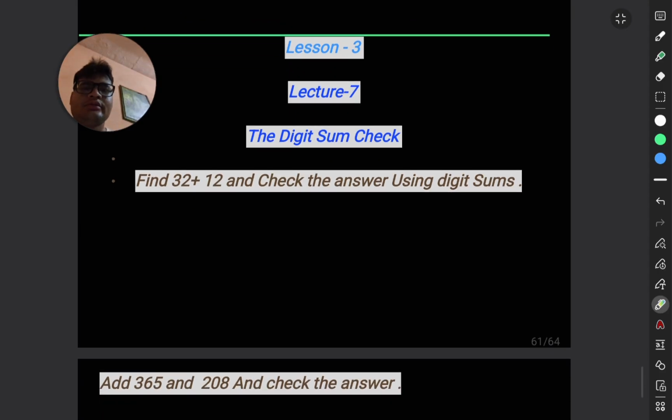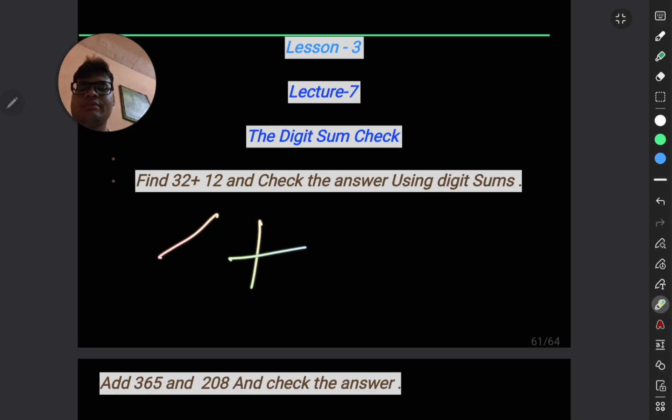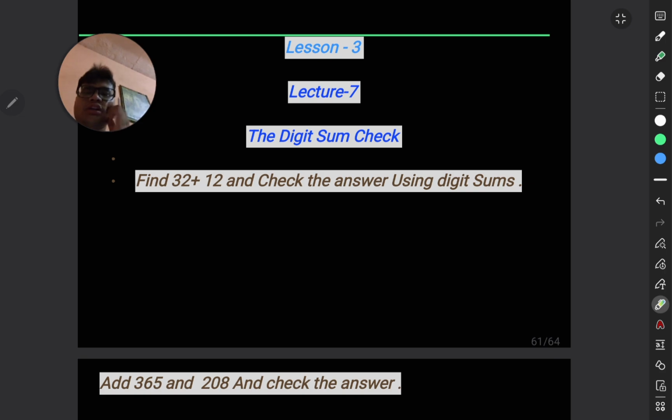Lesson 3, lecture 7. In this lecture, we will discuss the digit sum check. If we have solved or been given any addition or multiplication sum, then we can check the answer of that addition and multiplication by using the digit sum check.